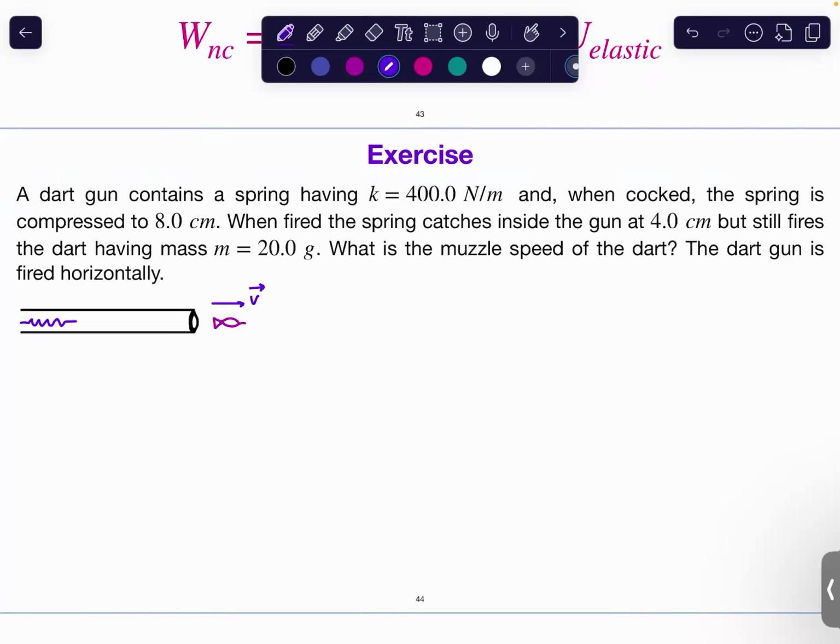Should add color on there. The dart comes out with a velocity. We want to find the muzzle speed.